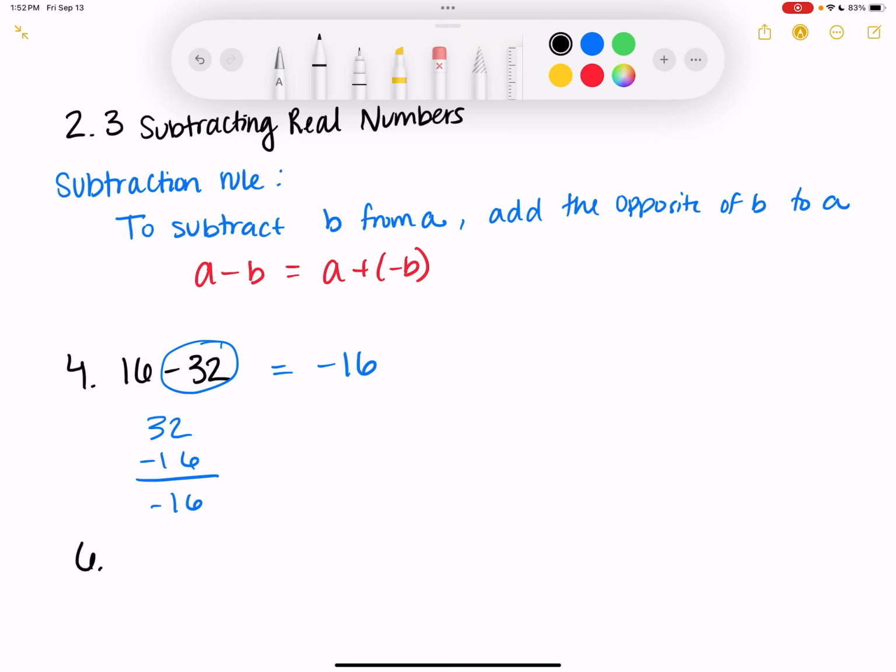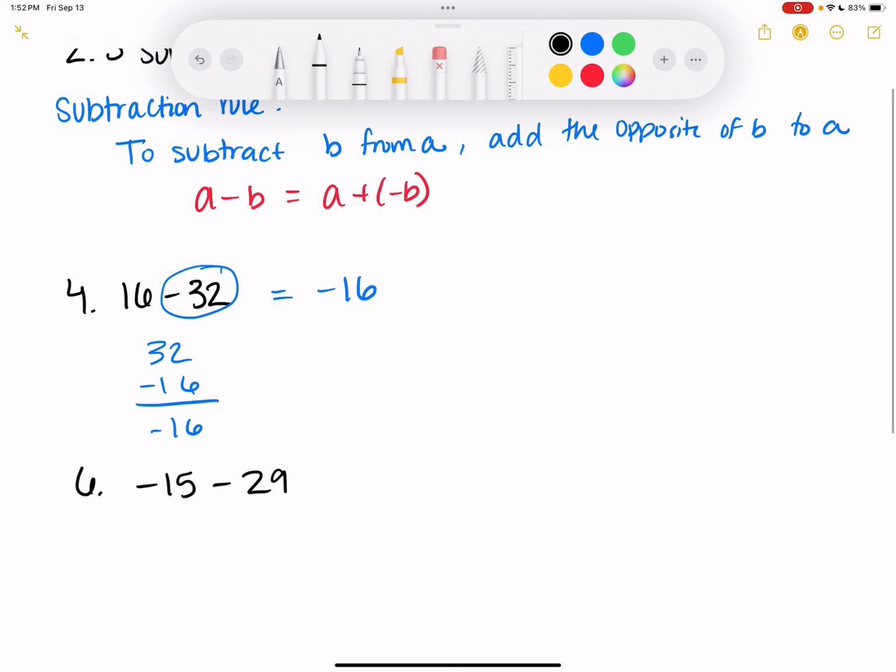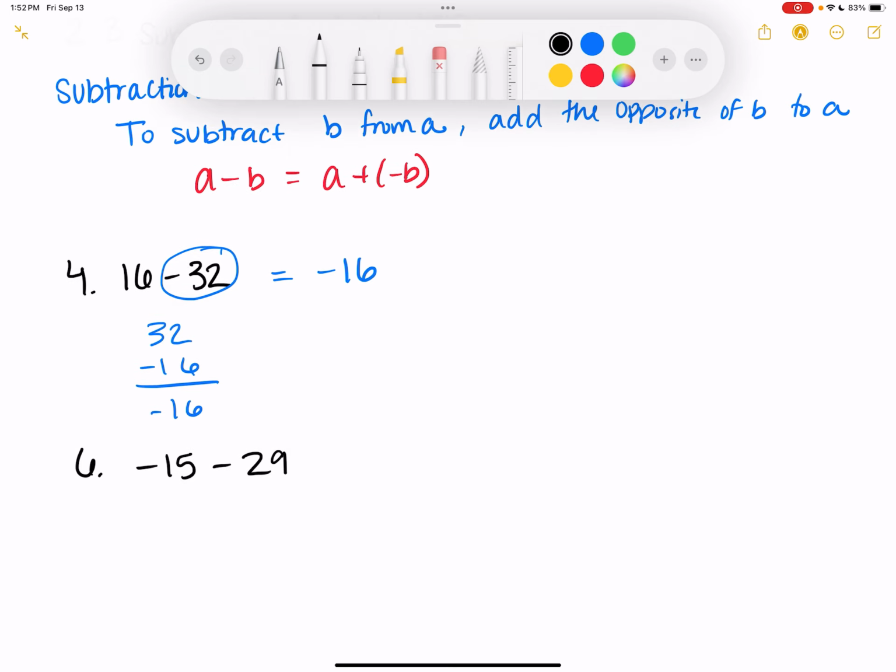Number 6, negative 15 minus 29. What do we do when we have two numbers that are being combined that have the same sign? Add them together, and what sign do they get? The same sign that they started with. So both of these are negative, so my final answer is going to be negative. So what's 15 plus 29? 44. Negative 44.